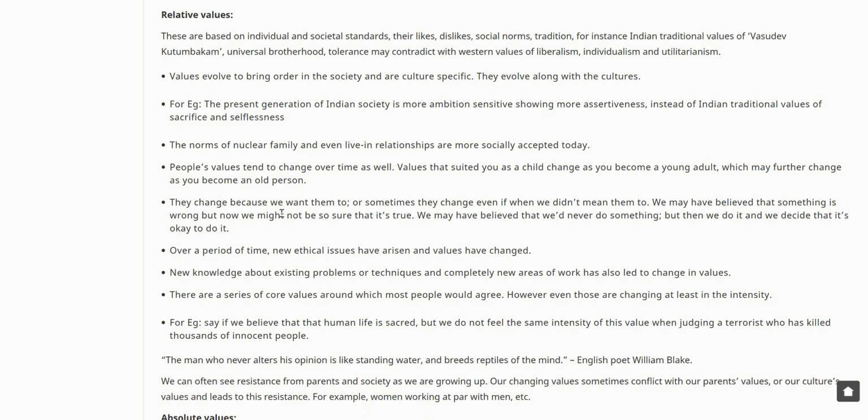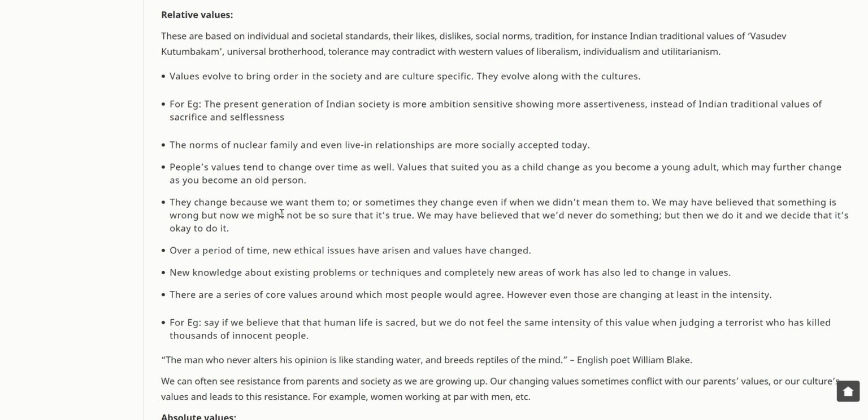For instance, Indian traditional values of Vasudhaiva Kutumbakam, universal brotherhood, tolerance may contradict with Western values of liberalism, individualism, and utilitarianism. Values evolve to bring order in the society and are culture specific. They evolve along with the cultures. For example, the present generation of the Indian society is more ambition sensitive, showing more assertiveness instead of Indian traditional values of sacrifice and selflessness. The norms of nuclear family and even live-in relationships are more socially accepted today.